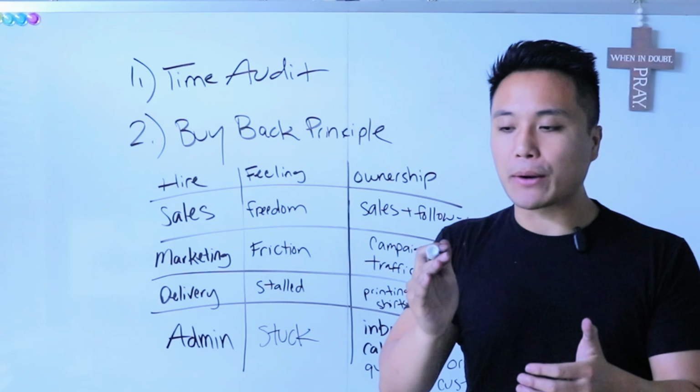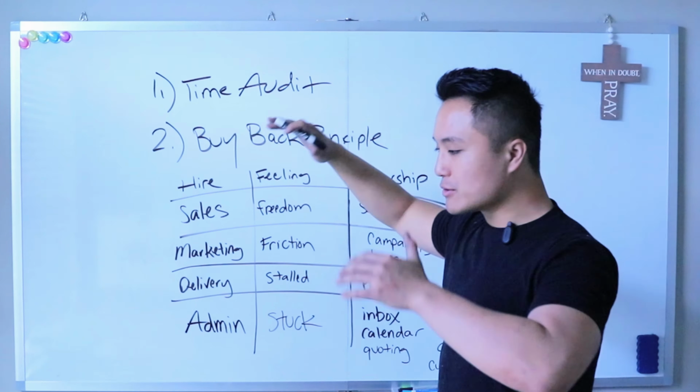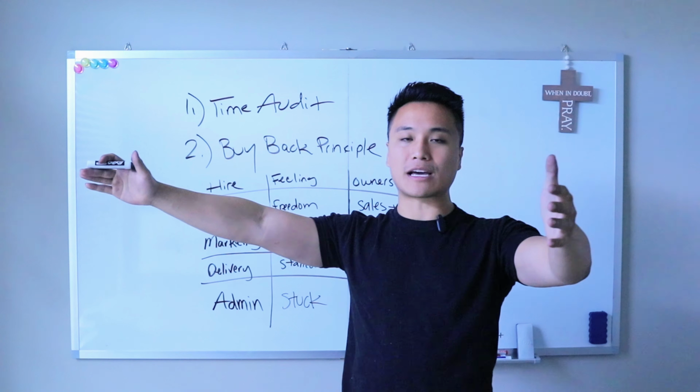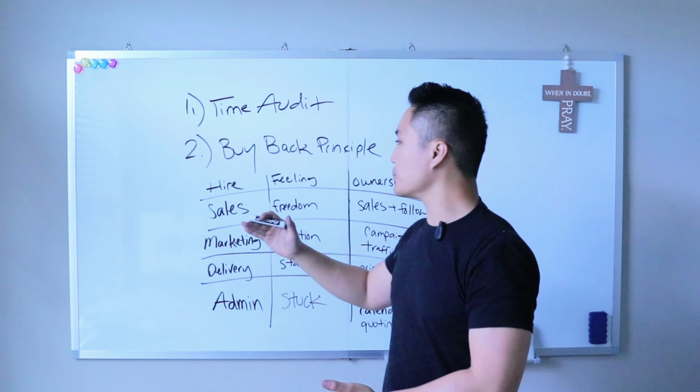Number two is you have to identify what is your buyback principle. If your shop is doing $1 million a year and you profit $300,000 a year, you can outsource different things than when you're first starting.